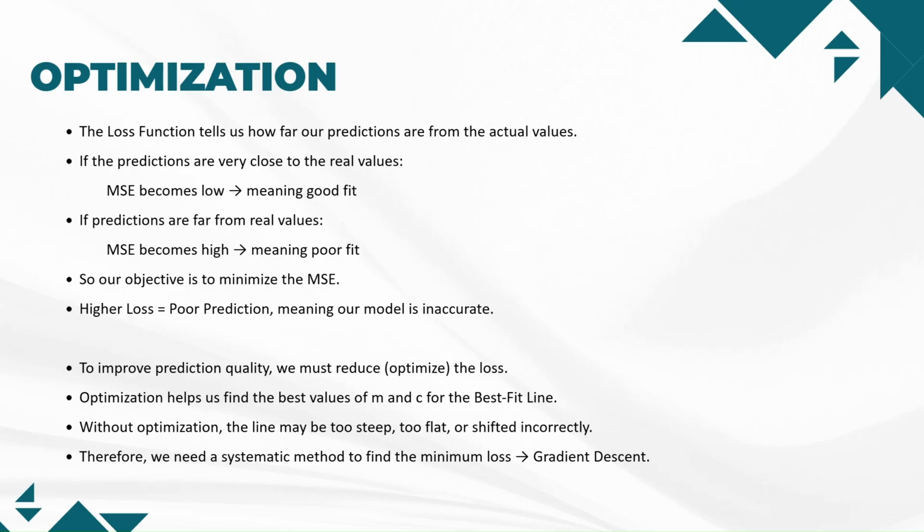So to improve this prediction quality, we must reduce the loss. The process of reducing the loss is known as optimization. Optimization helps us find the best values of m and c for the best fit line. Without optimization, the line may be too steep, too flat, or shifted incorrectly. Therefore, we need a systematic method to find the minimal loss. And for this, we use the algorithm called gradient descent.